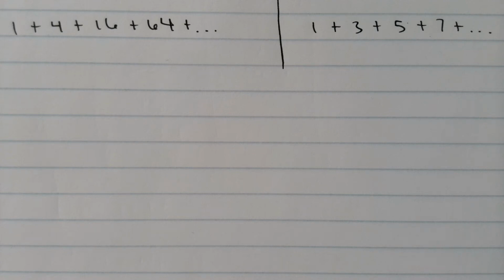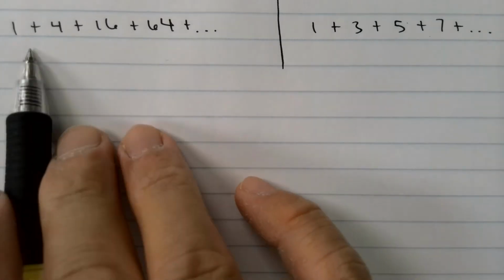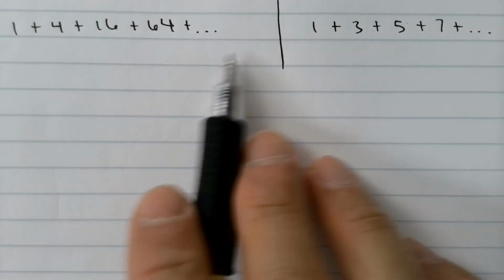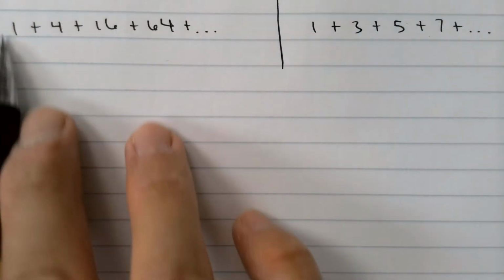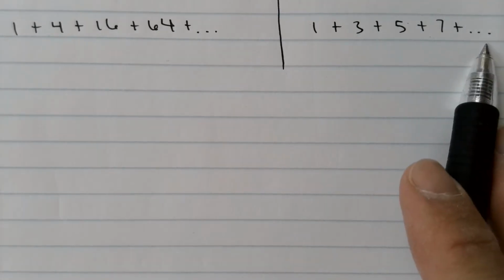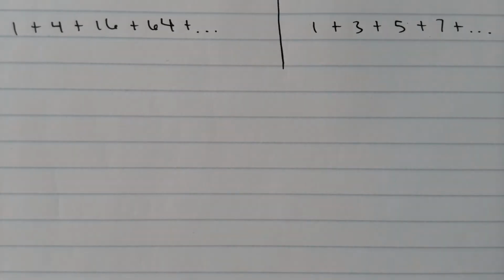In this video, I want to show you how to tell the difference between when to use Gauss's method for finding the sum of a sequence and when to use Euclid's method for finding the sum of a sequence. Now, we have a listing of terms here, and this is actually a sum of an infinite series because it continues on. Same here, it continues on.